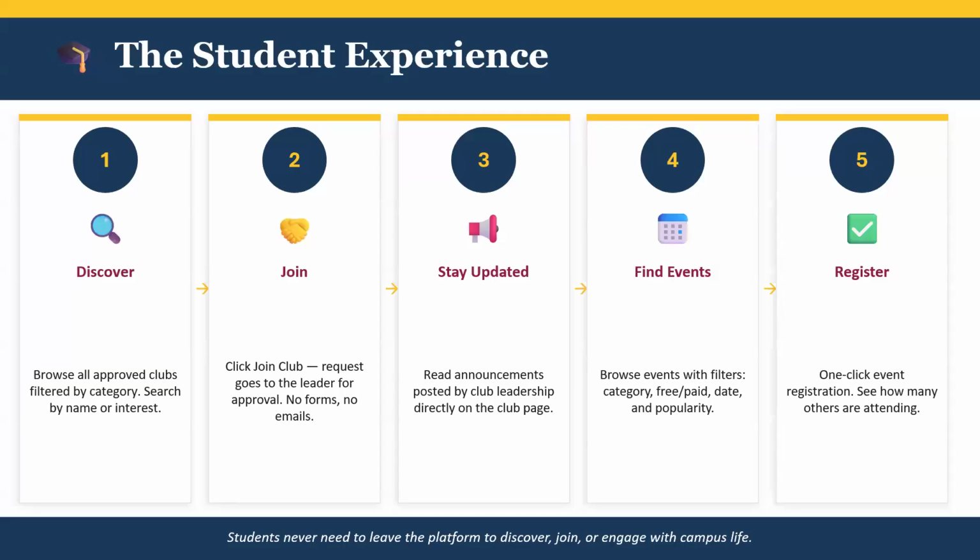updated with new information. And then they should also be able to browse and register for events that they see on the site. They'll be able to see any relevant information, such as the category, if they have to pay to be an attendee, the date, and the popularity. And then when they do register for an event, they will be shown that they are registered and be able to see the other students or how many other students are attending to know the popularity of it, to know what they're getting into.